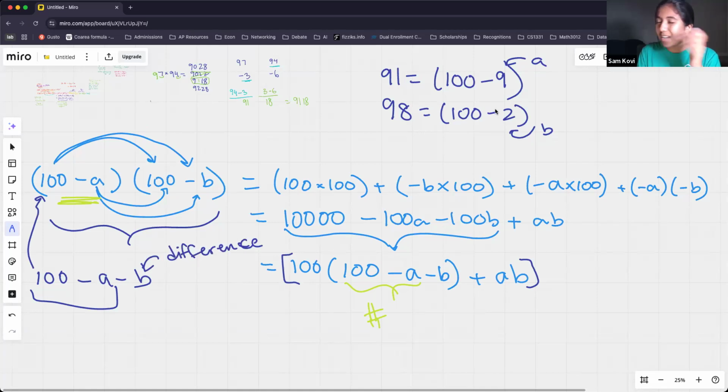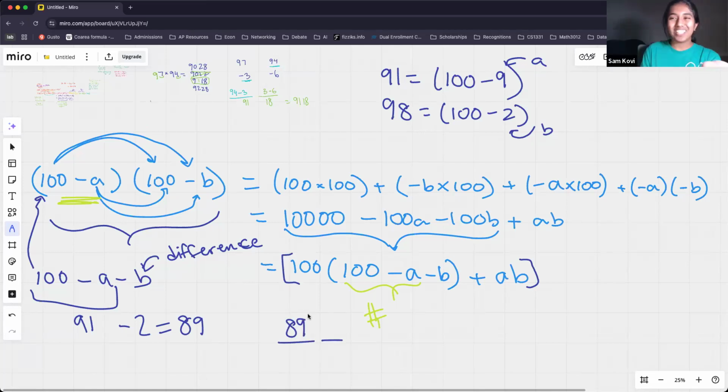So if I'm taking a look at my example, 100 minus 9 times 100 minus 2, and I said that a is 9 and b is 2, I said 100 minus a is 100 minus 9, so this is 91. And then my b is 2, so 91 minus 2 is equal to what? 89, good. So what are my first two digits? Yeah, they're going to be 89.